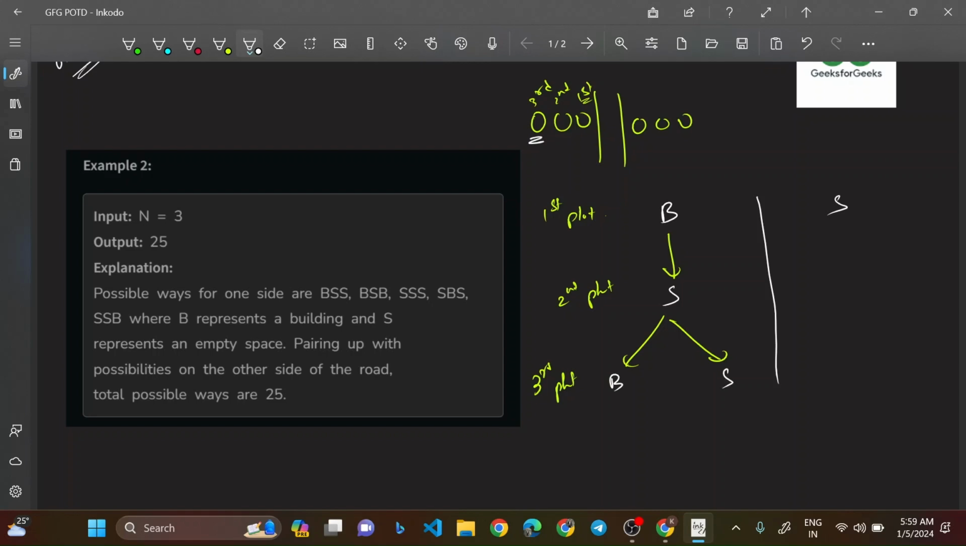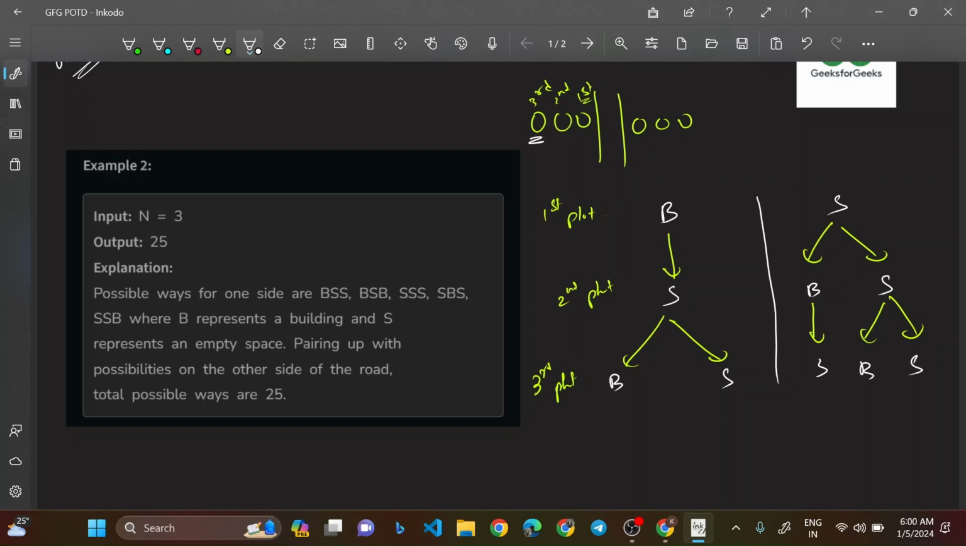What about this particular branch? What if you're leaving it empty in the very first plot? Two options again. Either you can put a building in the second plot, or leave it empty. I'm writing empty here because I need space to write more below. Now if you're putting a building in the second plot, what are the options for the third plot? You can only leave it empty, so that is S. And if you're leaving the second plot empty, you have two options for the third plot. Either you can go for a building, or leave it empty as well. You can just write those two options here, B and S.